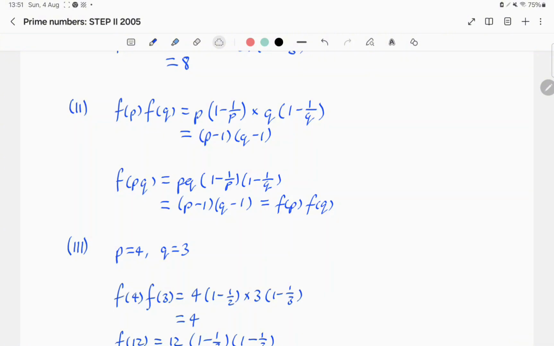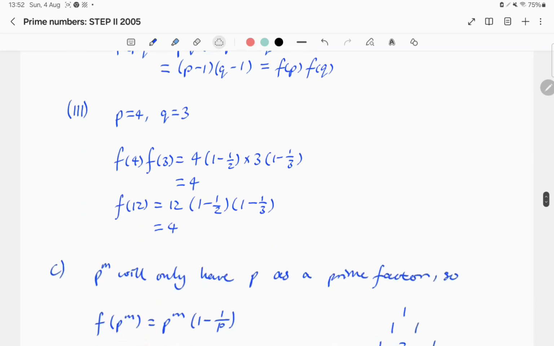This one here is actually true. So, we can prove this by noticing that the only prime number factor of p is p, and the only prime number factor of q is q. Therefore, the expression simplifies to (p minus 1)(q minus 1). Similarly, there are only 2 prime number factors of pq, p and q. Therefore, their expression becomes pq(1 minus 1/p)(1 minus 1/q). This, of course, simplifies to the exact same as the one above.